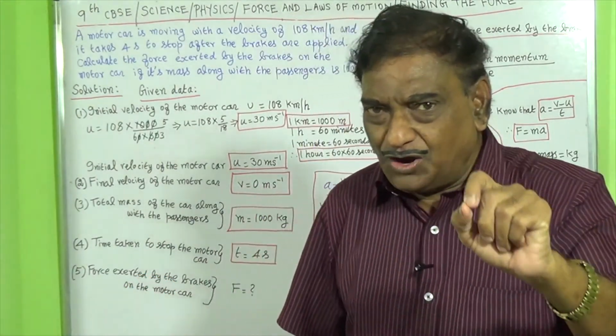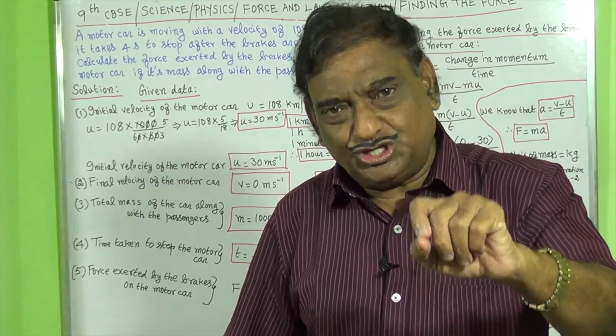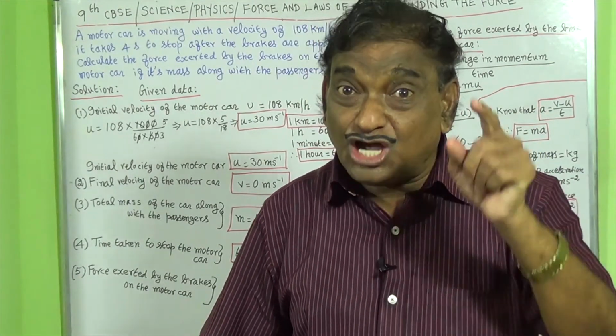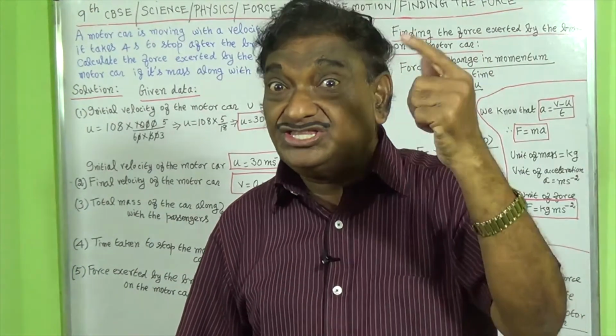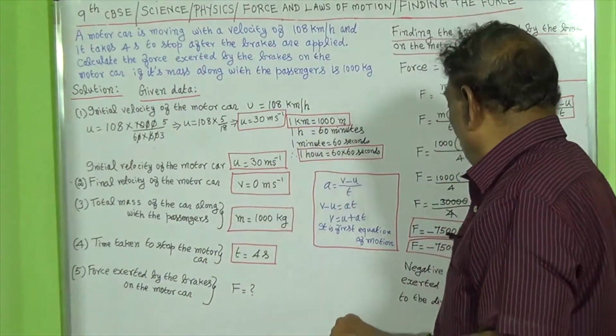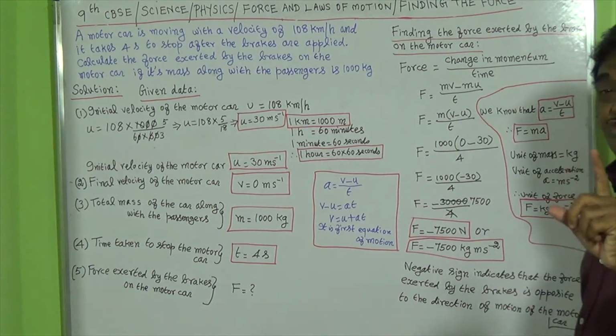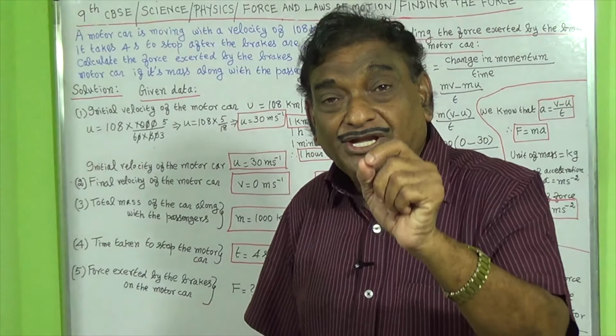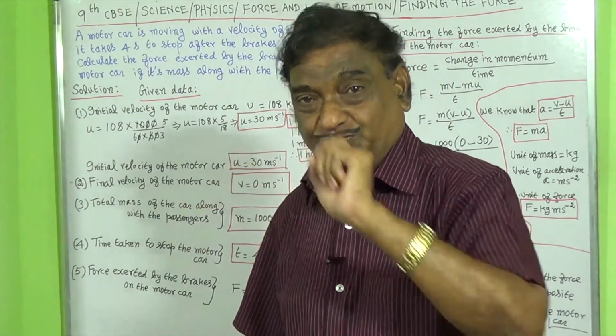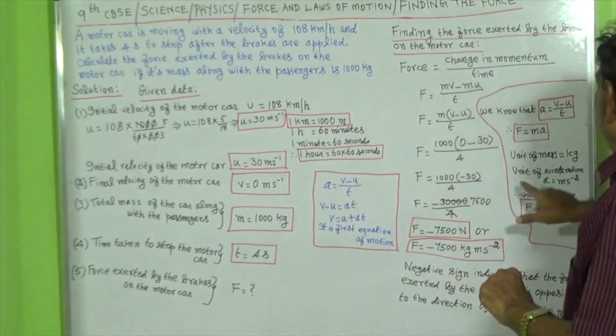What is the unit of force? The unit of force is Newton. There is also one more unit for the force. What is that? That is kilogram meter per second square. How does this unit kilogram meter per second square arrive? It is from this formula.